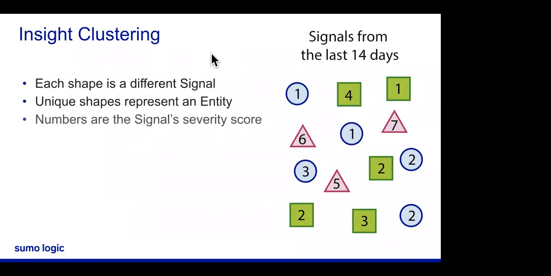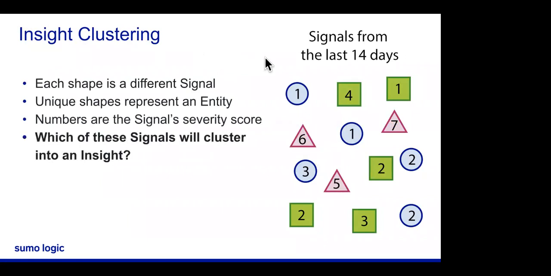Now, again, the way an insight works is it looks at signals over the last 14 days. Each one of these signals has a score. So my green boxes here, if I add them up, 4 plus 1 plus 2 plus 3 plus 2, if that's greater than 12 over a 2-week period of time, and it is, then yes, that would generate an insight. If I look at my red triangles here, 6 plus 5 plus 7, which is 18, again, greater than 12 over a 14-day period of time.